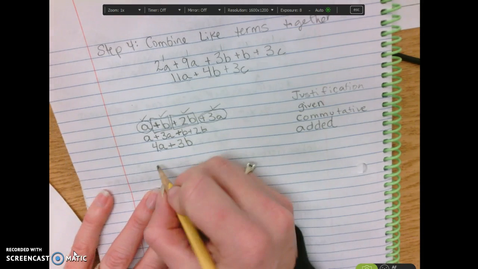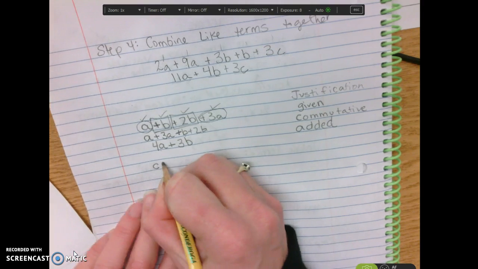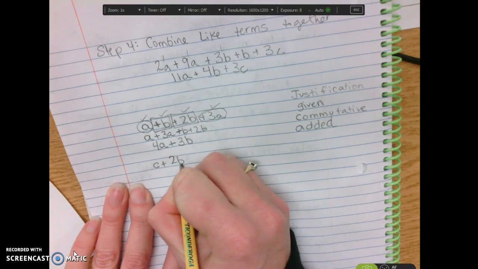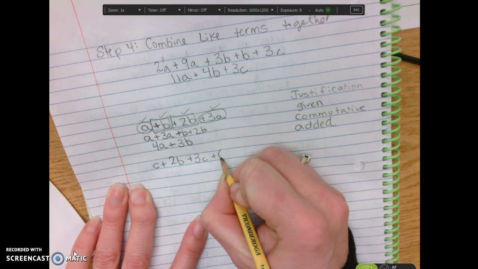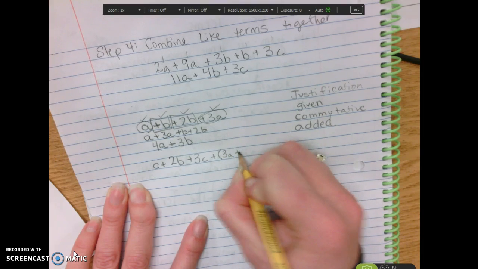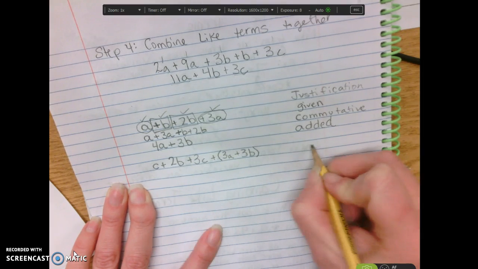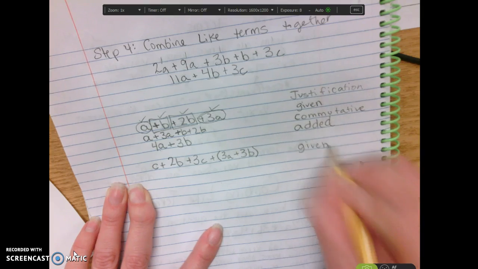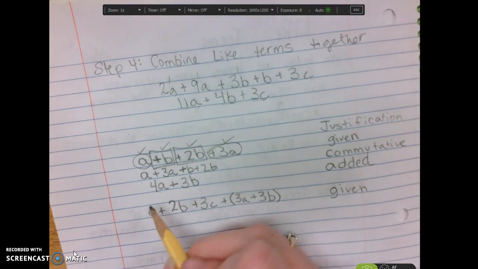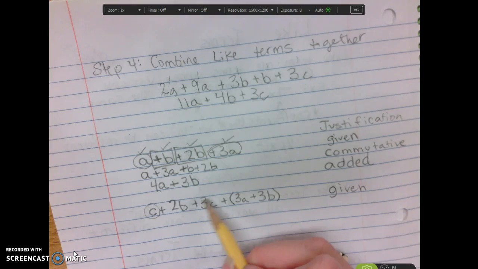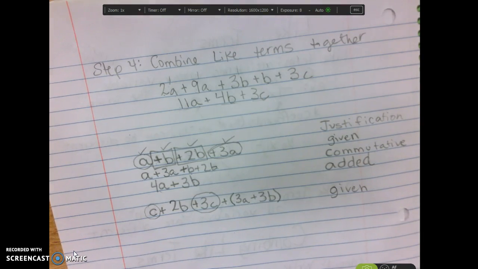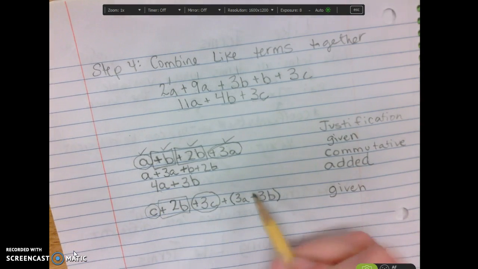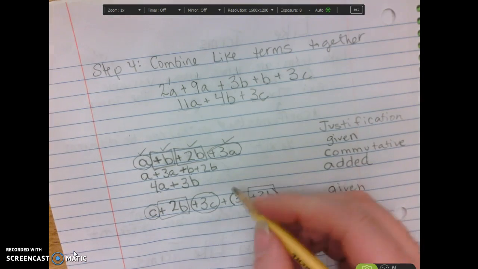First, we're going to write the problem. We're going to have C plus 2B plus 3C plus parentheses 3A plus 3B. Again, that is our given problem. So now we need to code the like terms. So here I see a C here, and no more C's. Next, I see B's, so I'm going to give those a rectangle, and then I have an A.